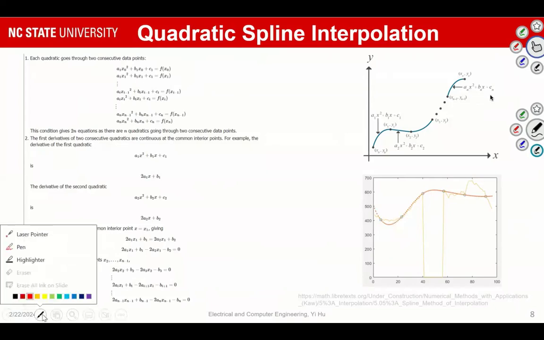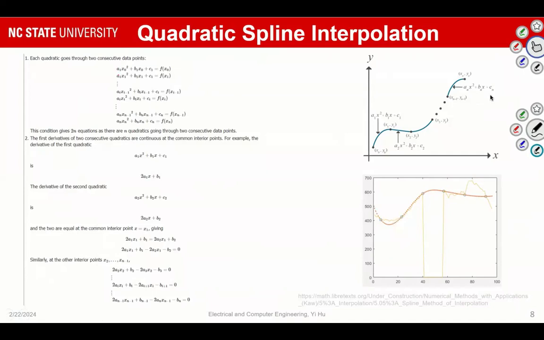So the first step we're going to do is write this out, because each of the functions goes through 2 known points. We can do it this way. The first function goes through this point, and the second one goes through this point. It's the same function. And similarly, we do each of them. How many equations do we have now?